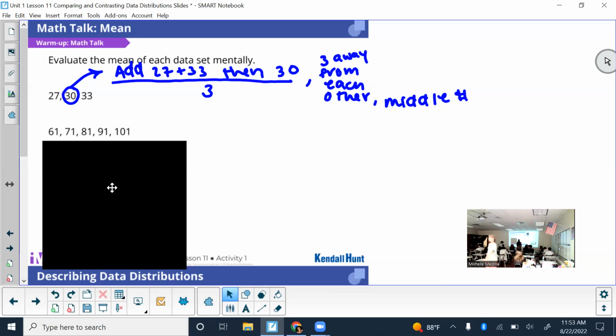So looking for the mean without a calculator and without scratch work. Thumbs up when you have it. All right. You have the mean. 81. Anyone get something different or disagree? All right, and why do you think it's 81?